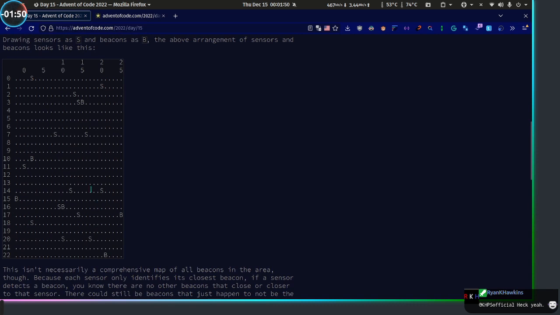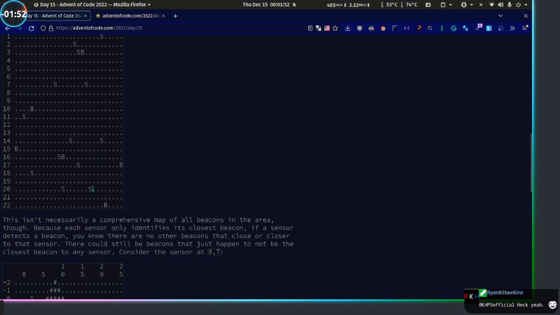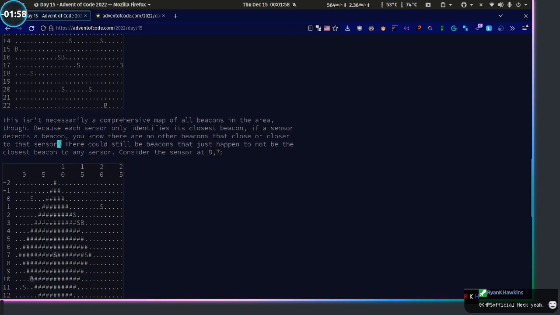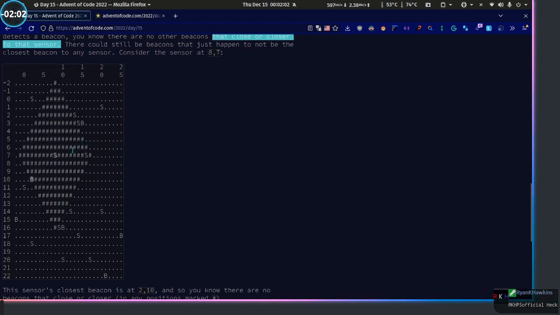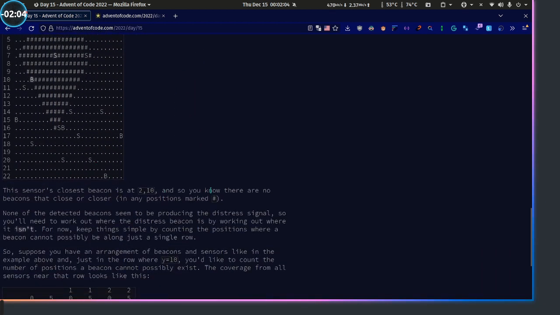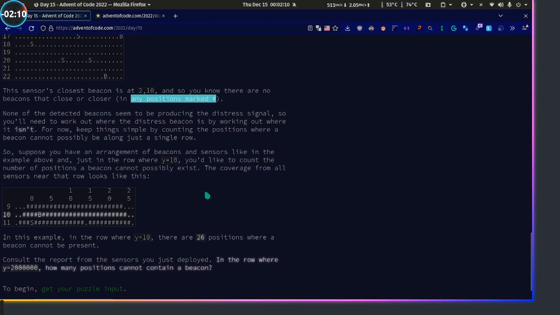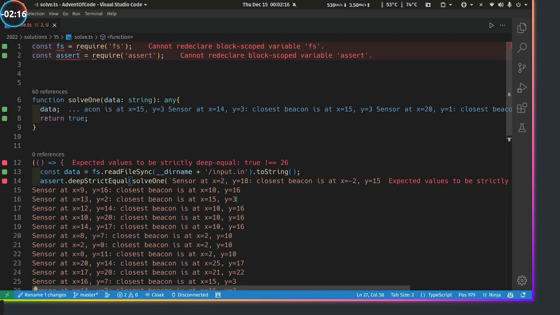Great, we have a cool thing. This isn't a map of all beacons, because each sensor only identifies its closest. If it's a beacon, you know there are no other beacons that close or closer. Ooh, that's the rule. No more that close or closer. Great. So I have to do all this marking. Since it's like the example, in just the row 10, you'd count the number of positions. I got it. Okay, I think I can do this.